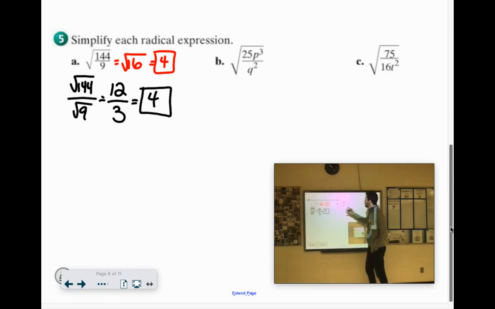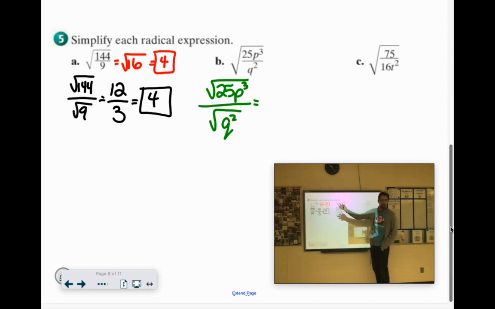All right, on B, a little bit trickier. We have the square root of 25p to the third on top. And we have the square root of q to the second in the denominator. Now the square root of q to the second is just q to the first. No problem there. But 25p to the third isn't all a perfect square. So we're going to have to split it.